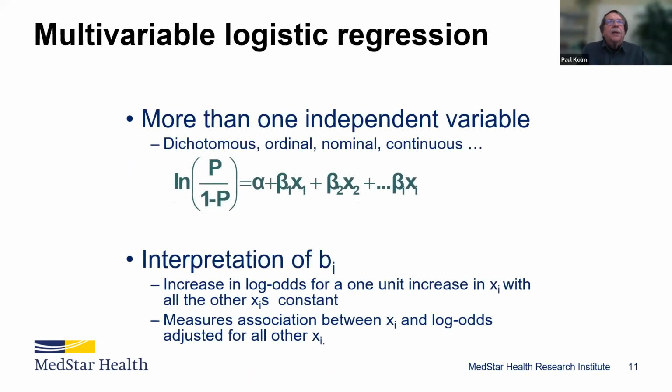We can, of course, then do multivariable logistic regression where we have more than one independent variable. And so these independent variables can be of any type. They can be dichotomous, they can be ordinal, nominal, continuous. And we interpret the regression coefficients, the betas or the b's, in the same way. It's the increase in log odds for 1 unit increase in the independent variable, the x's, with all other x's held constant. Or another way of saying that is it's a measure of association between the independent variable and the log odds adjusted for all other variables in the model.